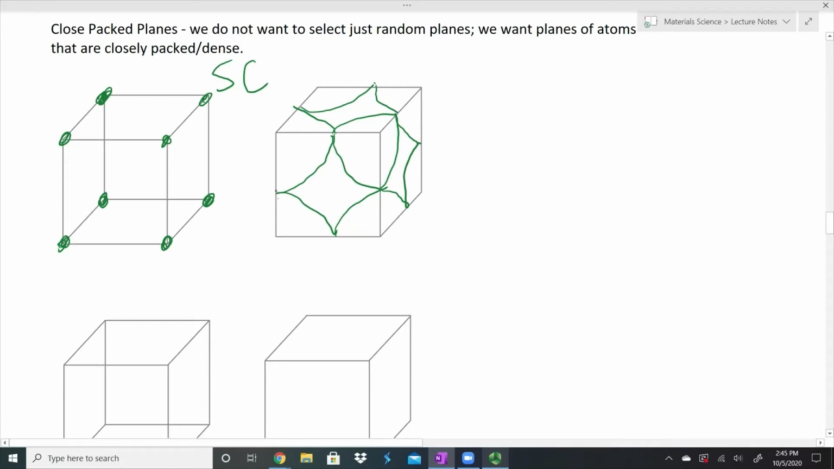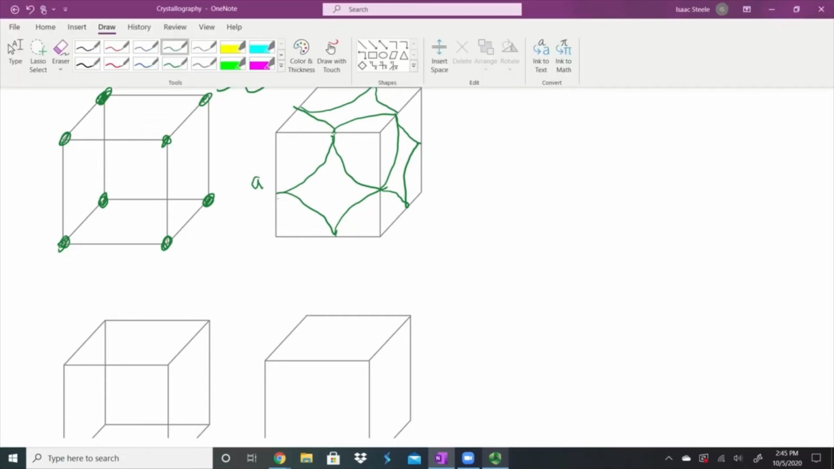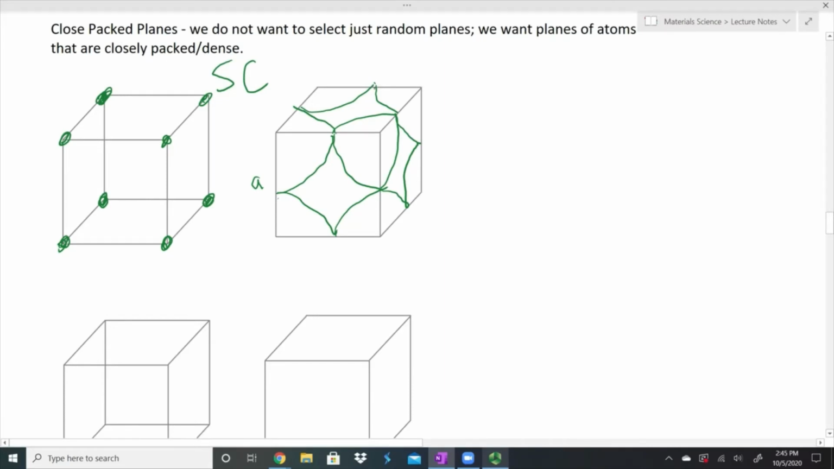It's important to note that these atoms touch where they can, and so in the case of simple cubic, they're going to touch right here on this edge, and this edge has a length of a. What we want to do is figure out the best place to cut this, so that we can get the most densely packed plane. If I were to cut this directly in half, right through here, and then open it up and see what the inside looks like, it would basically be nothing but empty space. We didn't cut through any atoms.